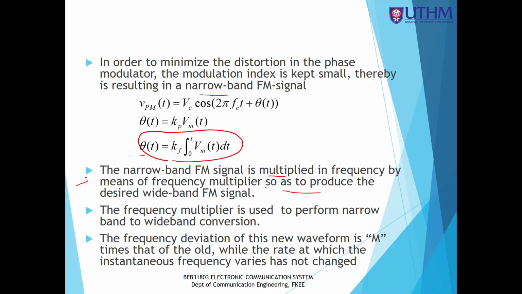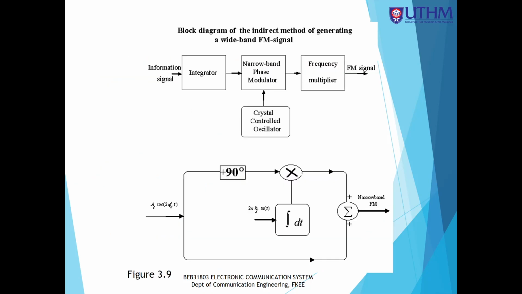The narrowband FM signal is multiplied in frequency by means of a frequency multiplier to produce a wideband. So if we want to produce wideband, we need to use a multiplier. The frequency multiplier is used to perform narrowband to wideband conversion. I will show you about this. The frequency deviation of this new waveform is m times that of the old. We're going to see this example, and this is very important for your final exam, so you need to understand this process.